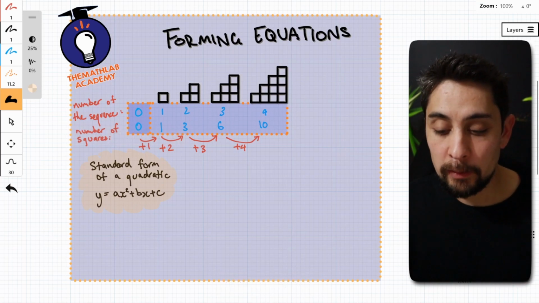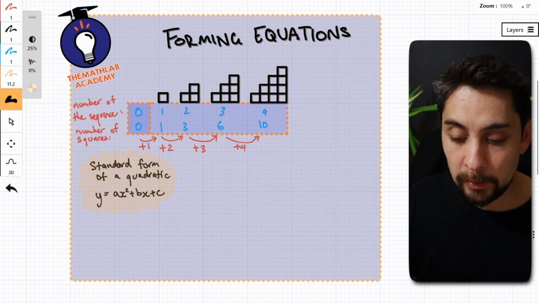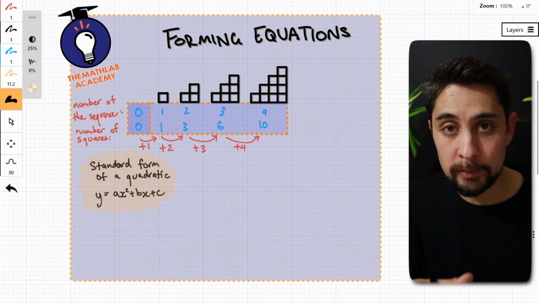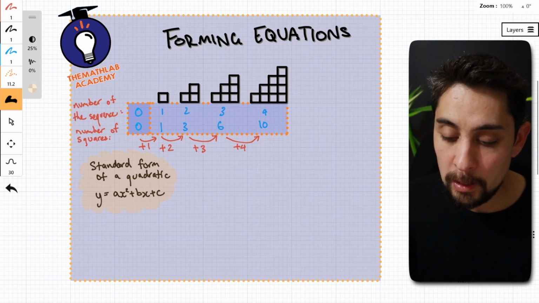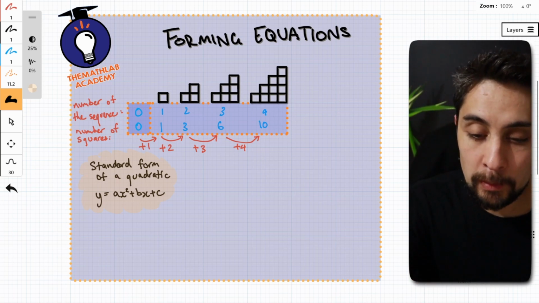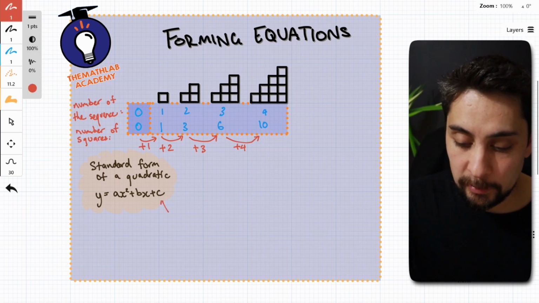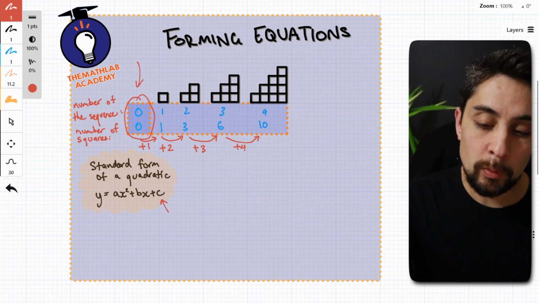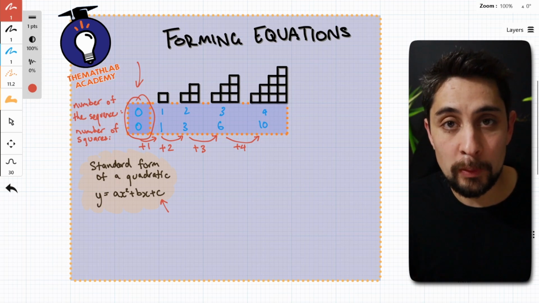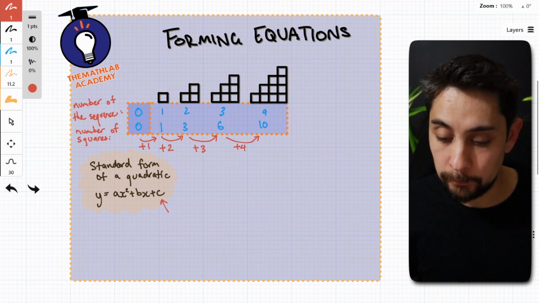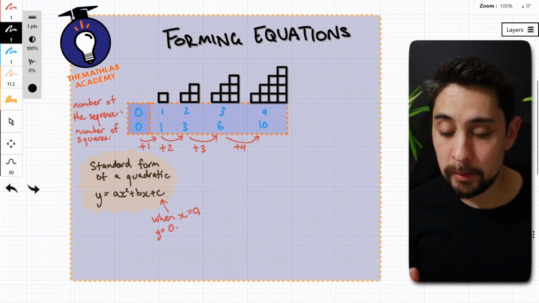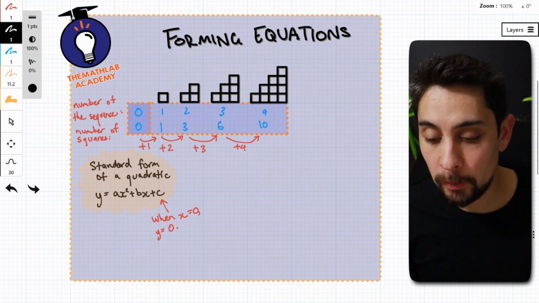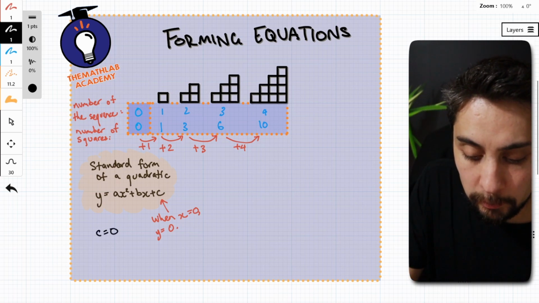So we now have our standard form of a quadratic equation, and we're going to work out each of these a, b, and c values. a, b, and c are constants, they don't change, they're coefficients of the equation, whereas y and x do change. To work out the c value, which is the easiest one to work out, that is when x equals 0. So that's why we went backwards and worked out when x equals 0. So when x is 0, y is 0. That's why we went back to 0 in our table. So that tells us that c equals 0.